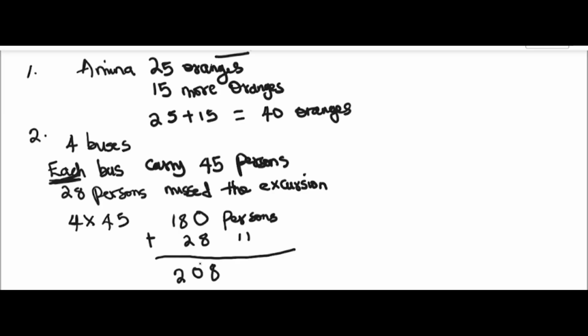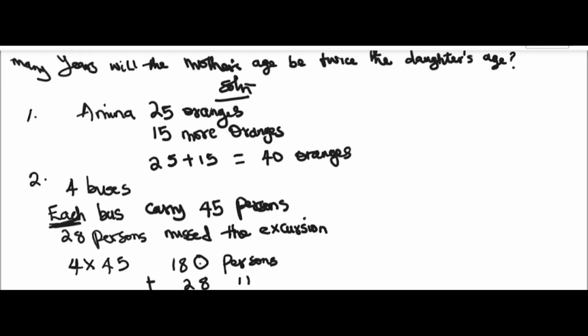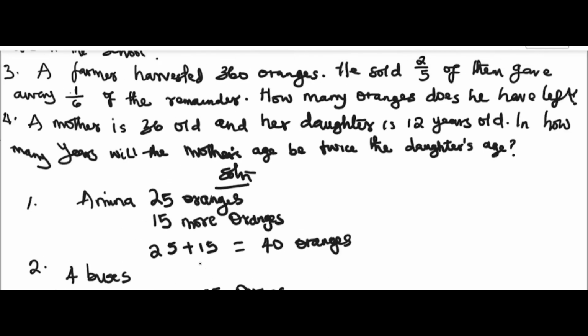All right, so now let's look at the third question together. Okay, now this one I'm seeing fraction. So let's read. It says a farmer harvested 360 oranges. That's the total. Okay, let's keep reading. He sold 2/5 of them.